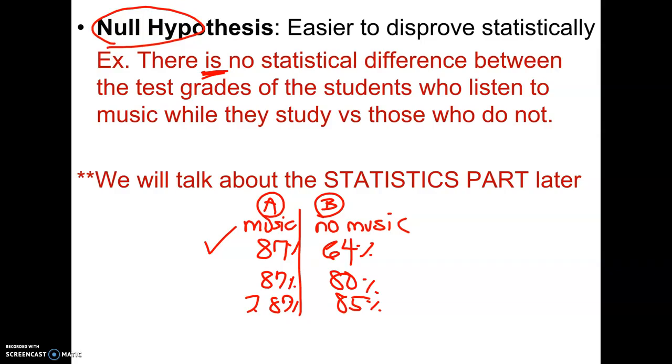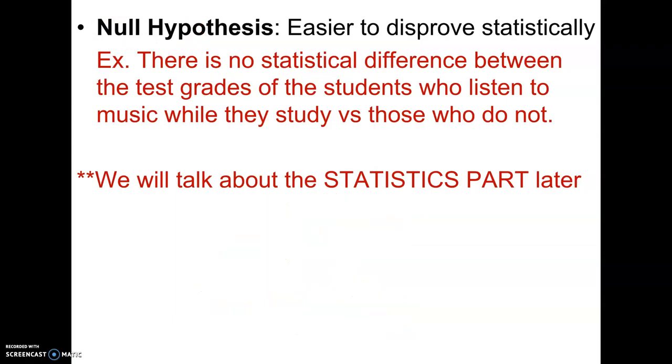We can put in the numbers, the raw data, and we can say definitively, yes, there was a statistical difference, or no, there was not a statistical difference. In other words, just because 87 is higher than 85, does that really mean the music helped? How much of a difference do we need? Where's our cutoff? So by having a null hypothesis, it sort of sets it up specifically to say, yes, there was a difference, or no, there wasn't. So the statistics part we'll get into next week, but that's a null hypothesis. It's called a no difference hypothesis.